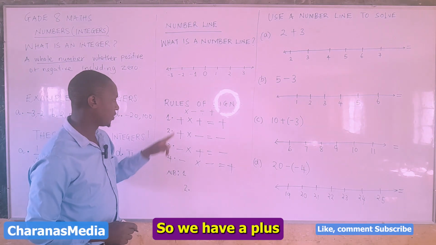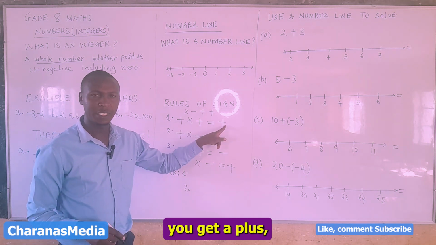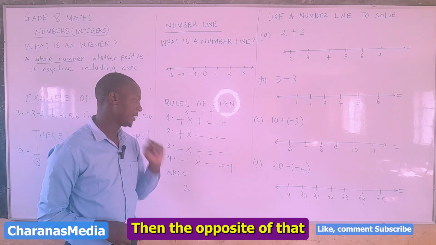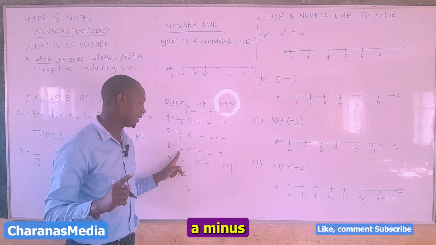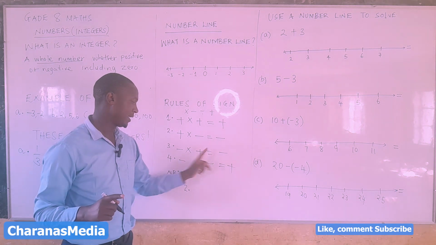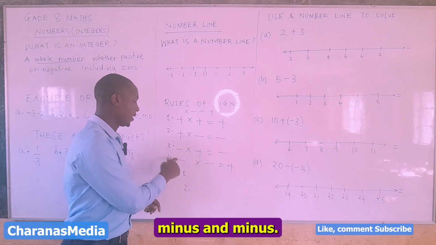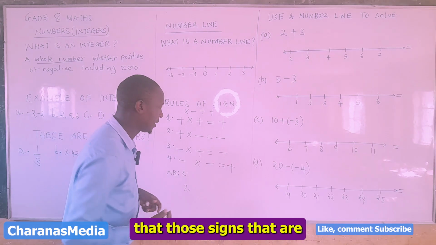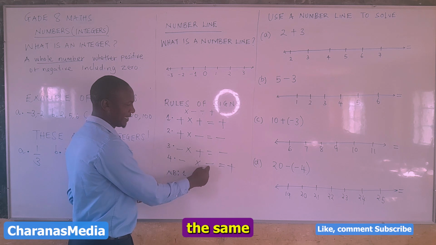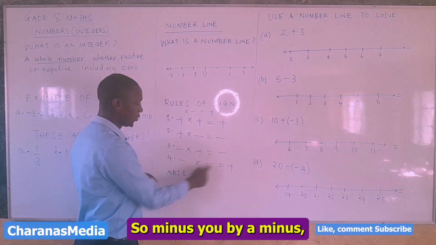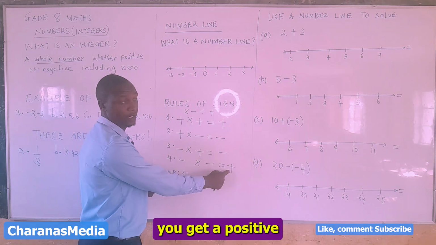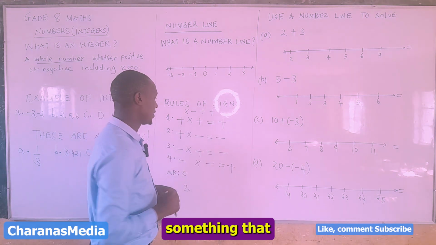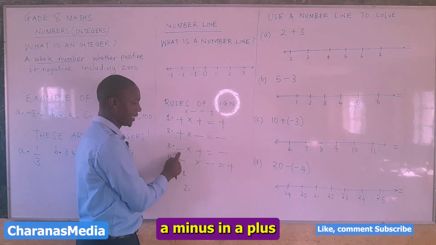Very interesting here. So we have a plus multiplied by a plus, you get a plus. And then we have a plus, you multiply by a minus, you get a minus. Then the opposite of that is you multiply a minus and plus, you get a minus. And then the end is you multiply a minus and a minus, you get a plus. Something very interesting is coming out here, that those signs that are the same give you a positive. So minus, you multiply by a minus, you get a positive. And also a plus, multiply by a plus, you get a positive. And also you notice something, that a plus and a minus and a plus gives you a negative.